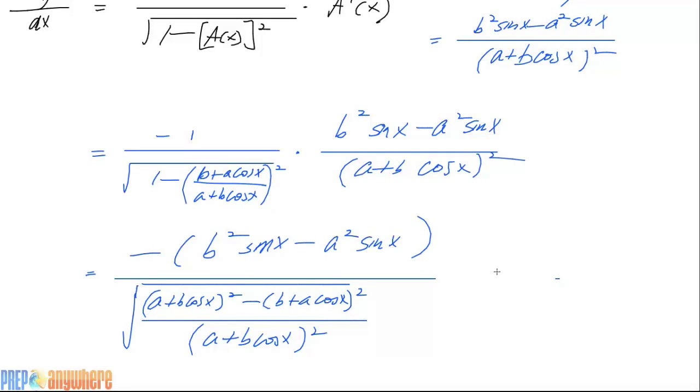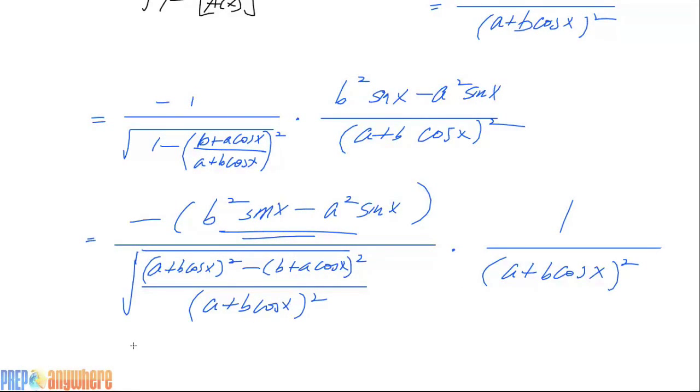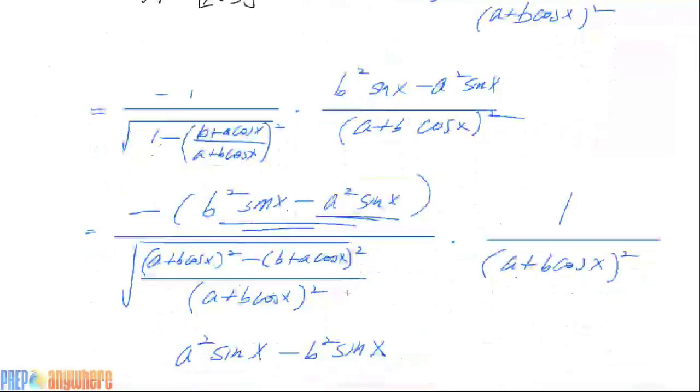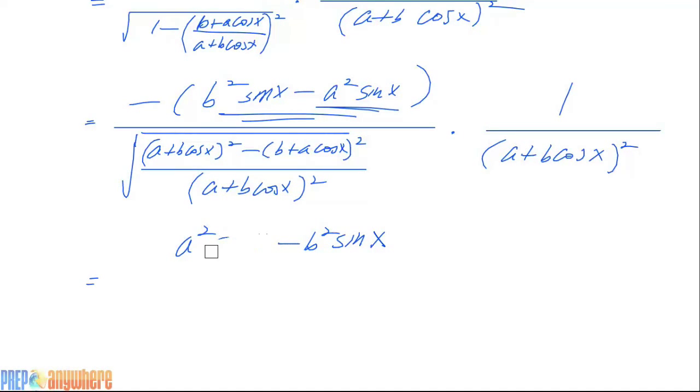Okay, so let me write this at the bottom like this. So a plus b cosine of x all squared. That's already there, that's already done. Do you see that the bottom here, if you square root this, you're just going to get a plus b cosine of x? Let me multiply this negative in, and this becomes positive now. You get a squared sine of x minus b squared sine of x. So I could actually factor out the sine of x.